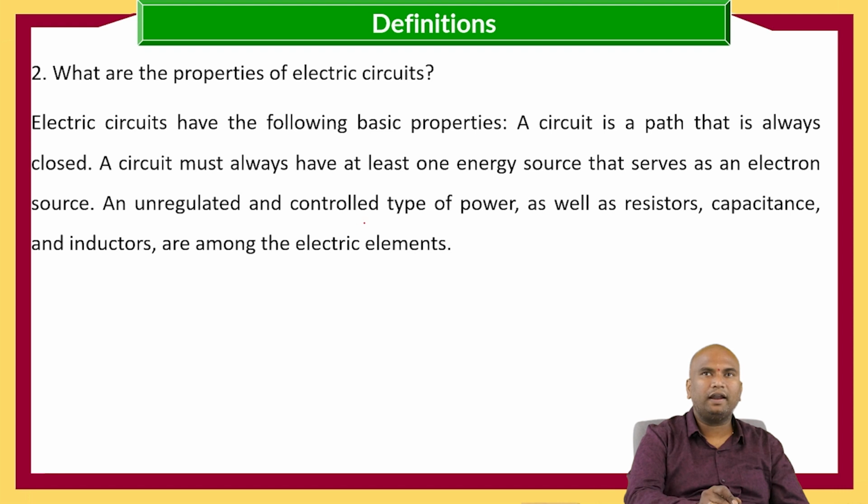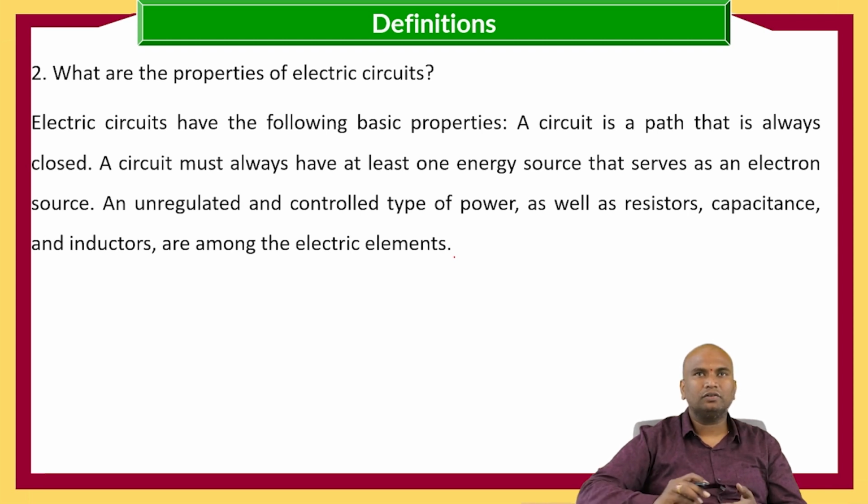Unregulated and controlled sources of power, as well as resistors, capacitors, and inductors, are among the electric elements. So along with this energy source, we also include resistors, capacitors, and inductors in the circuit in order to get our required output. So these are the major properties of electrical circuits.